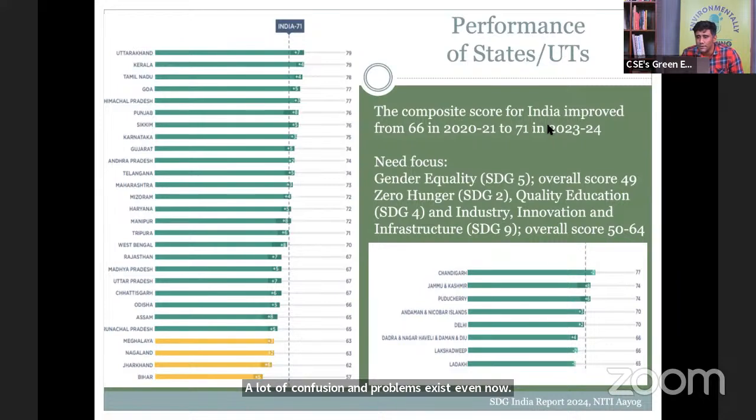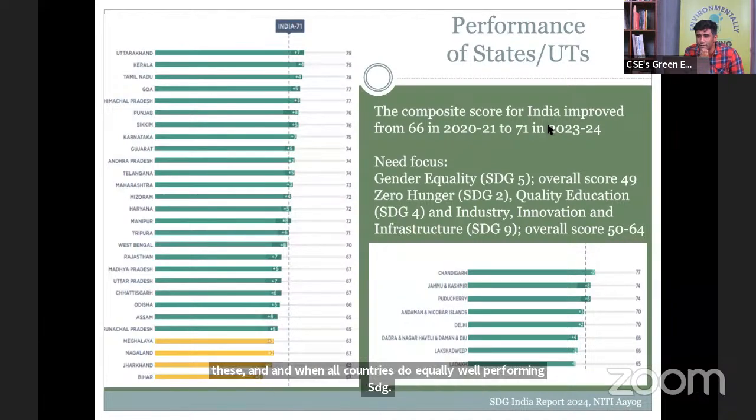Any other question? When all countries do equally well performing SDG, just six years left, could there be a real reason in the world?